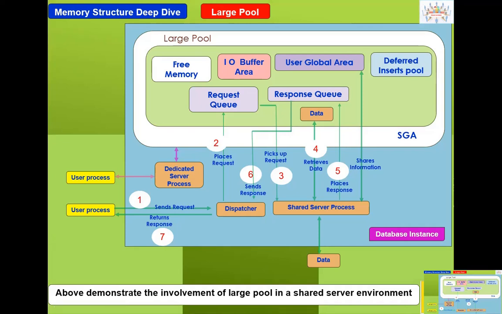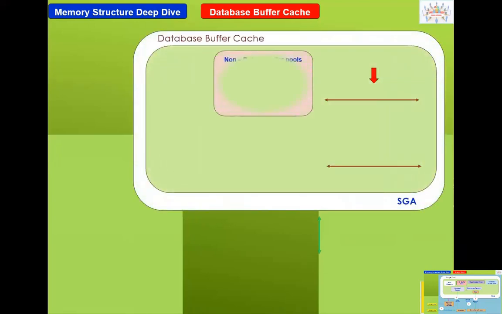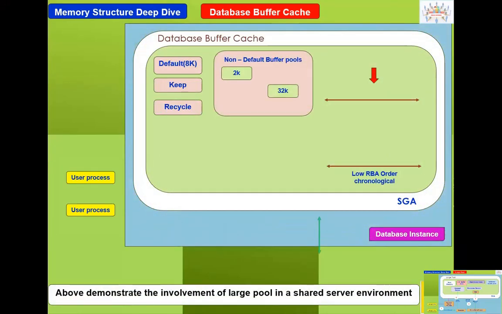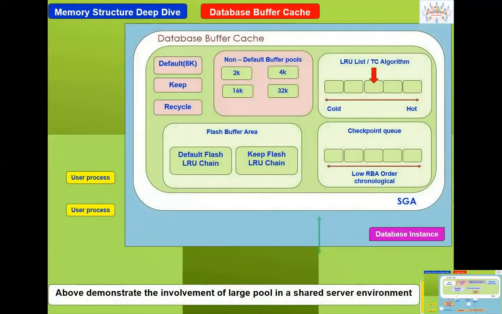With that, our large pool explanation is complete. The above demonstrates the involvement of the large pool in a shared server environment. That's the end of the explanation on the large pool. We did the explanation across 3 sessions. Up next is the database buffer cache. The next explanation may be the database buffer cache, or it may be the redo log buffer, because we have to do the redo log as well. In the slide order it says the database buffer cache, but let me think about it. I think it's better to explain the redo log buffer first.